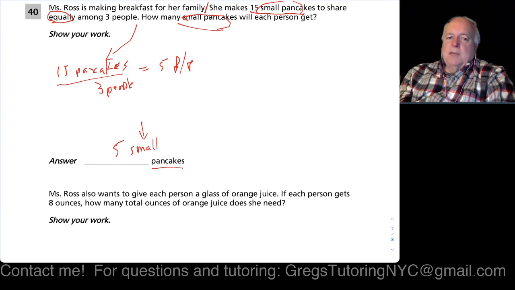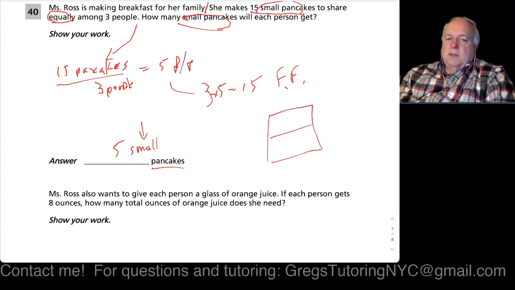And by the way, we can double check: 3 times 5 is equal to 15, right? This deals with the very first question we did. This is still a fact family question, where if we're looking at multiplication, if we had 15 and we have 3, what is this here? We're dealing with multiplication. Obviously, it's 5.